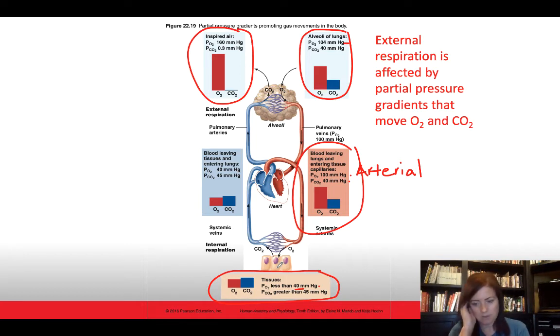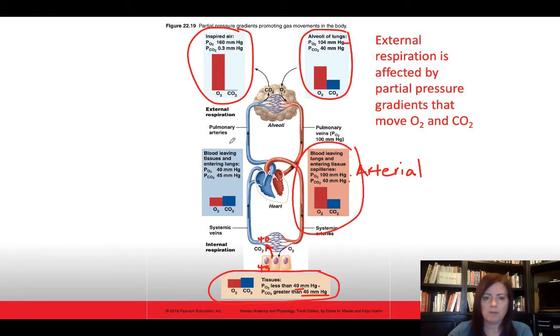On the flip side of things, if you look at the partial pressure of carbon dioxide, in the tissues, it's more than 45 millimeters of mercury. In the arterial bloodstream, in the capillary bed here, it is less than that. It's at 40. And so carbon dioxide is going to move from the tissues into the blood vessels down its concentration gradient. It just went from 45 in the tissues to 40 here in the capillaries. So it's going to move from tissues into the bloodstream.